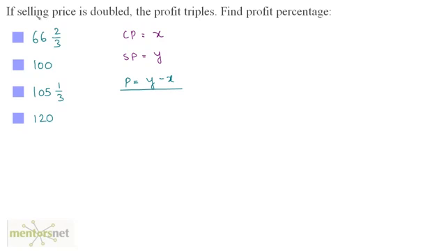Now what is given in this question? If the selling price is doubled, so the new selling price, which is SP2, is equal to double the previous, so 2Y. Then the profit triples. Well, the cost price remains the same, so CP is equal to X. Now according to the traditional formula, the second profit is equal to 2Y minus X, selling price minus the cost price. But this profit is the triple of the previous profit. So 3P is equal to 2Y minus X.